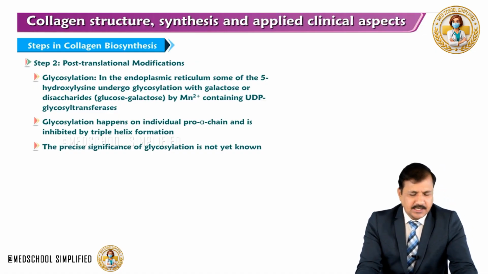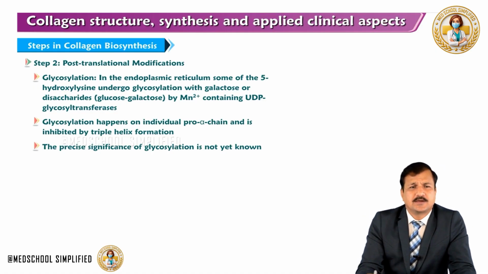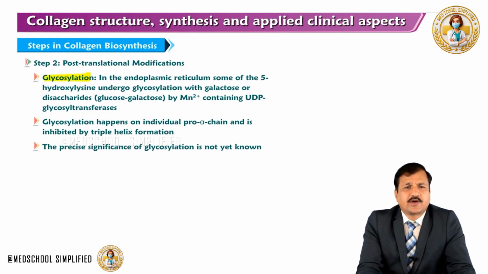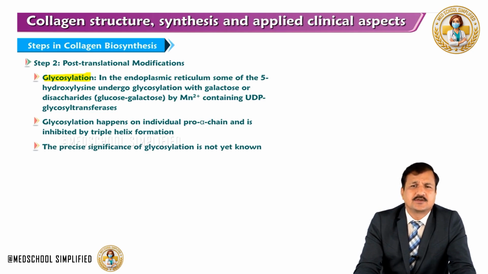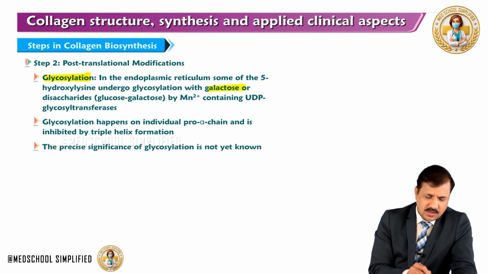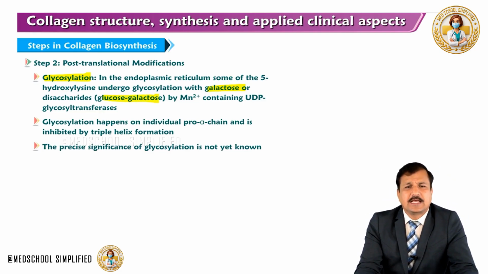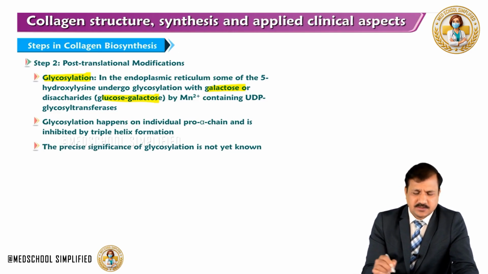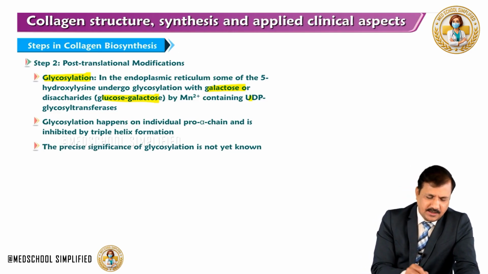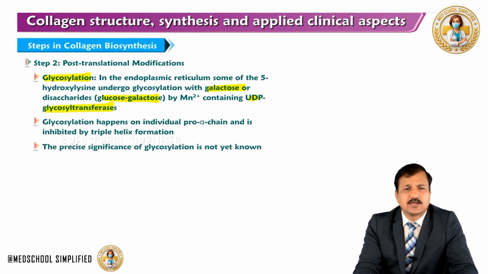Now, the other type of post-translational modification going on in the endoplasmic reticulum is glycosylation. The glycosylation over 5-hydroxylysine happens in the endoplasmic reticulum, and it uses galactose or the disaccharide glucose-galactose to be added over the 5-hydroxylysine molecule, and this requires manganese and UDP glycosyltransferases.